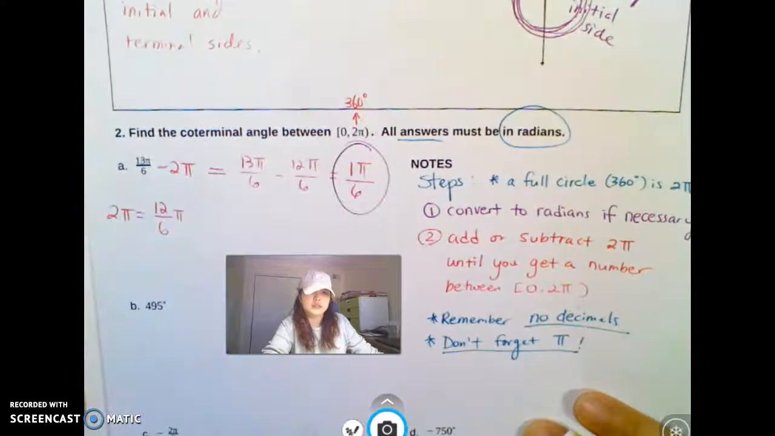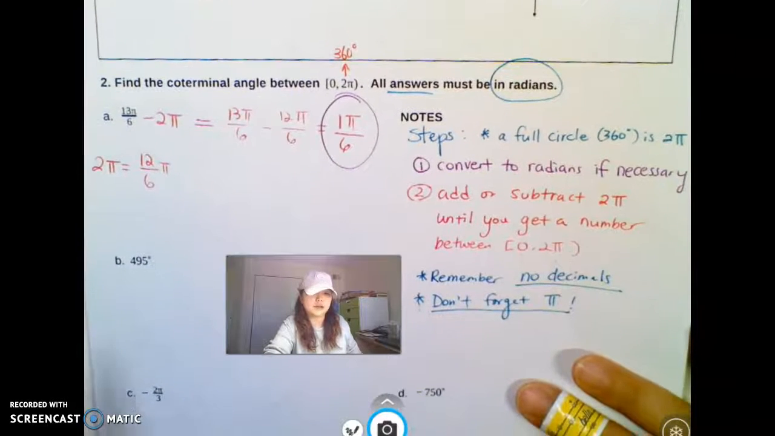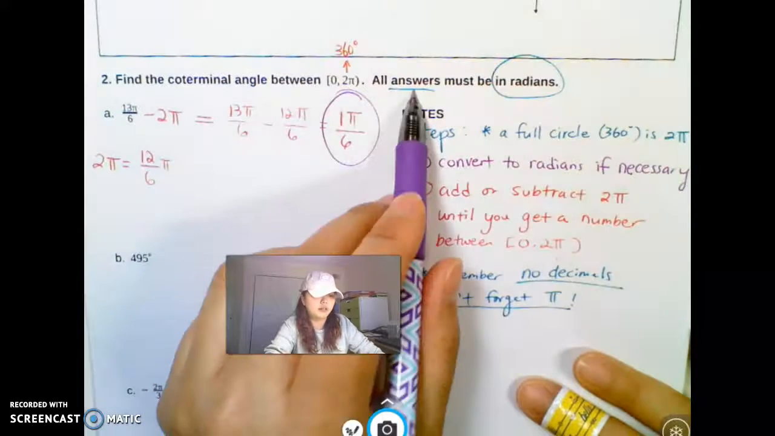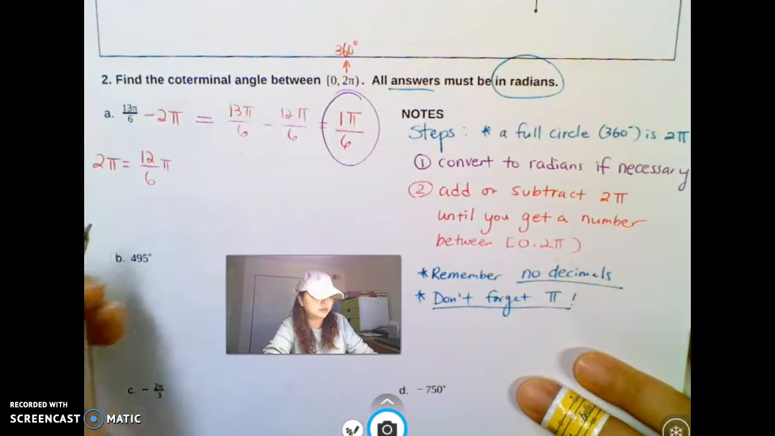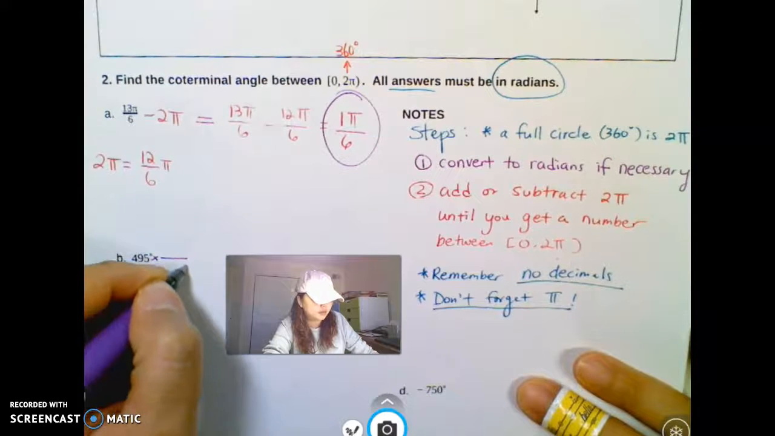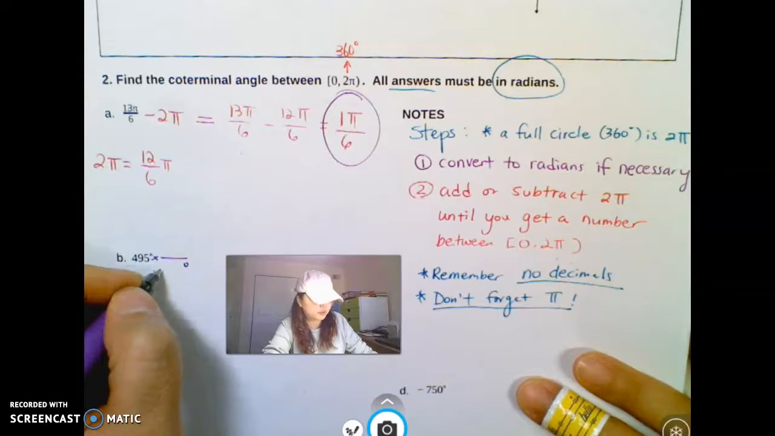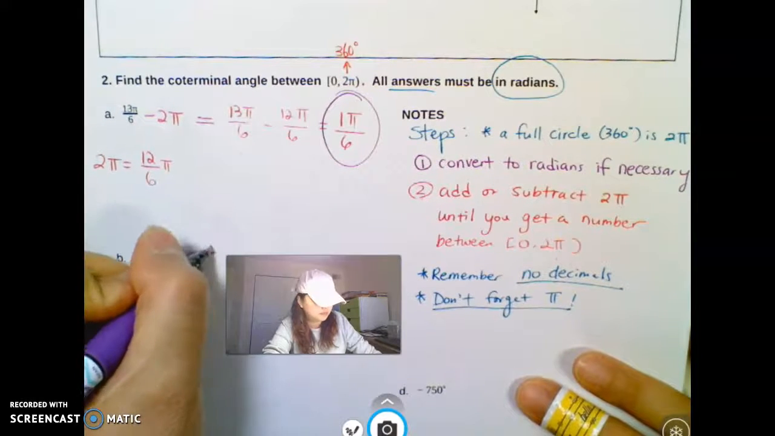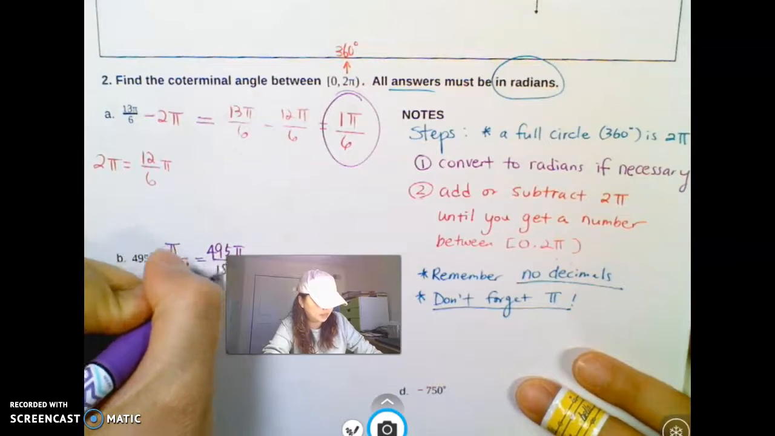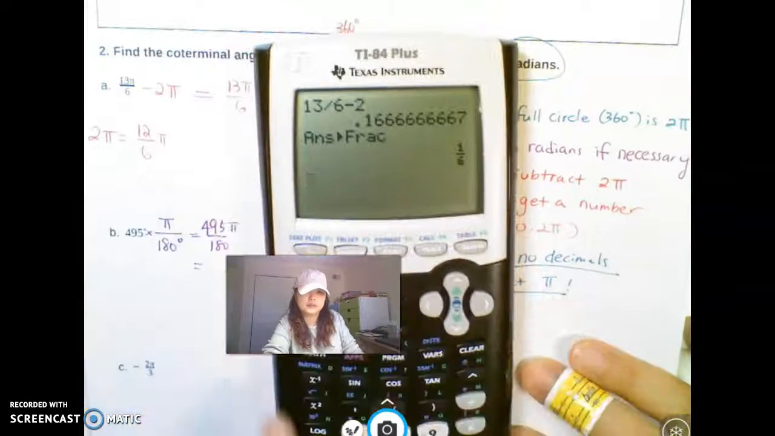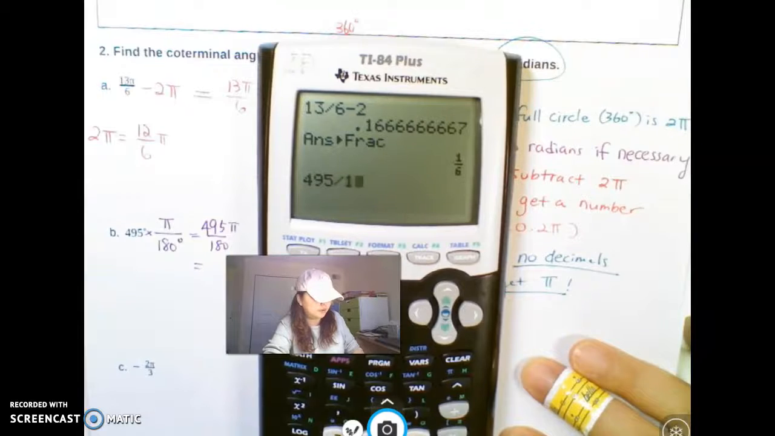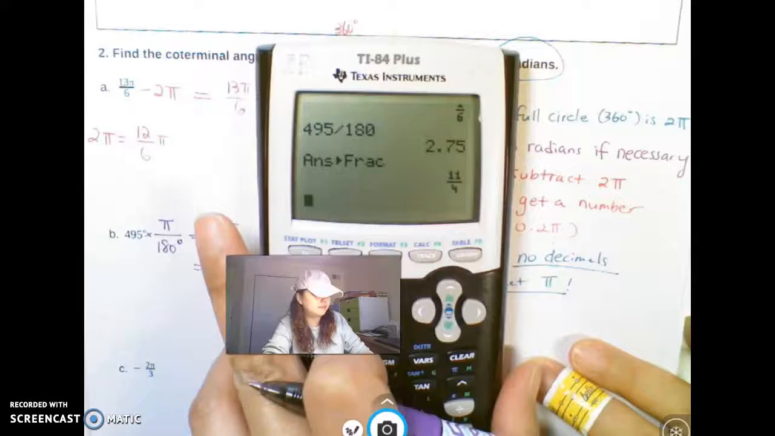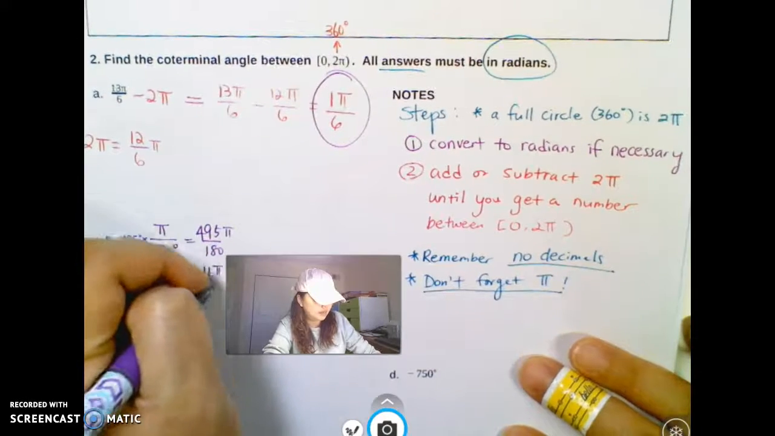Is that good? All right, let's try 495 degrees. Now they give us degrees. We don't deal with degrees because we want all answers in radians. So the first thing you do is convert to radians. I want to get rid of degrees, so I'm putting degrees at the bottom. We know that 180 degrees is pi. Now put that in the calculator. It's 495 pi over 180, same as 495 over 180. Press enter. Math, frac, there, 11 over 4. So it is 11 pi over 4.